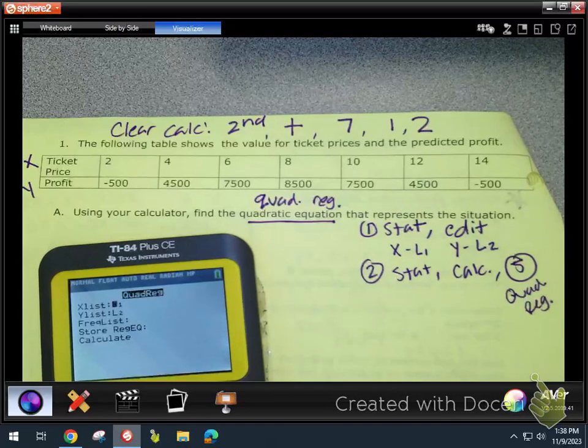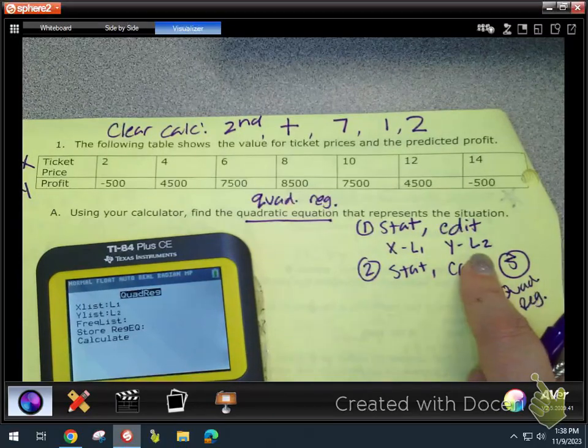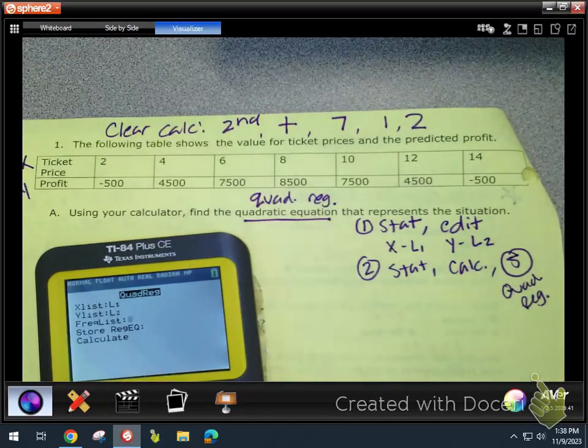Okay? All right, let's talk about this screen. It needs to say X list is L1. Don't change this. As long as you've cleared, this should be there. You put your X's in L1. You put your Y's in L2. Don't touch that. I don't have any idea what frequency list does, so ignore it. We don't need to store it, so don't do that. And just scroll to calculate. You can also just hit enter through all of that.